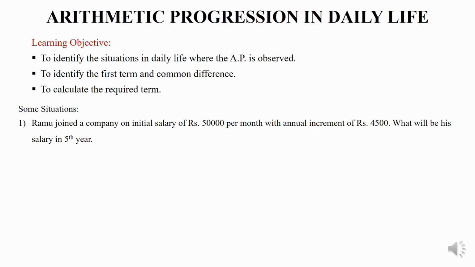Like that, you are going to continually add 4,500 to the previous year's salary. So clearly it is seen that every year we are adding 4,500 rupees, which is a fixed amount. That is nothing but the common difference. So in this problem, the first term A is 50,000 and the common difference D is 4,500. They are asking to find the salary in the 5th year. If you calculate, his salary in the 5th year is 68,000 rupees.